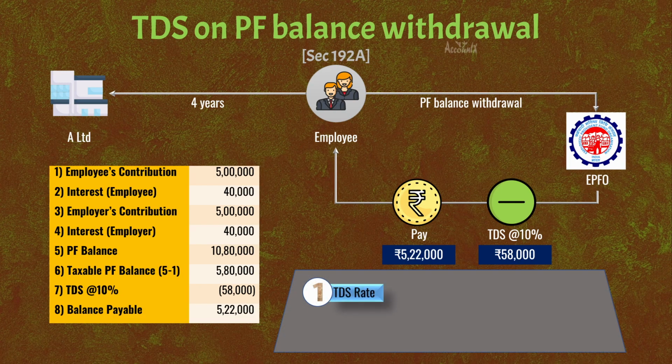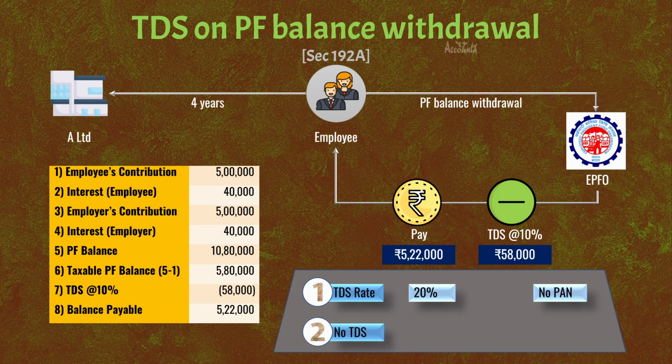First, the rate of TDS would be 20% if you don't provide your PAN. So instead of 58k, it would be 116k. Two, there will not be any TDS if the taxable PF balance is less than 50,000. So considering the same example here, instead of 5.8 lakh, if the taxable PF balance is say 45k, then TDS would not be applicable. So we got our third question answered. That is, threshold limit here is 49,999, which is less than 50,000.